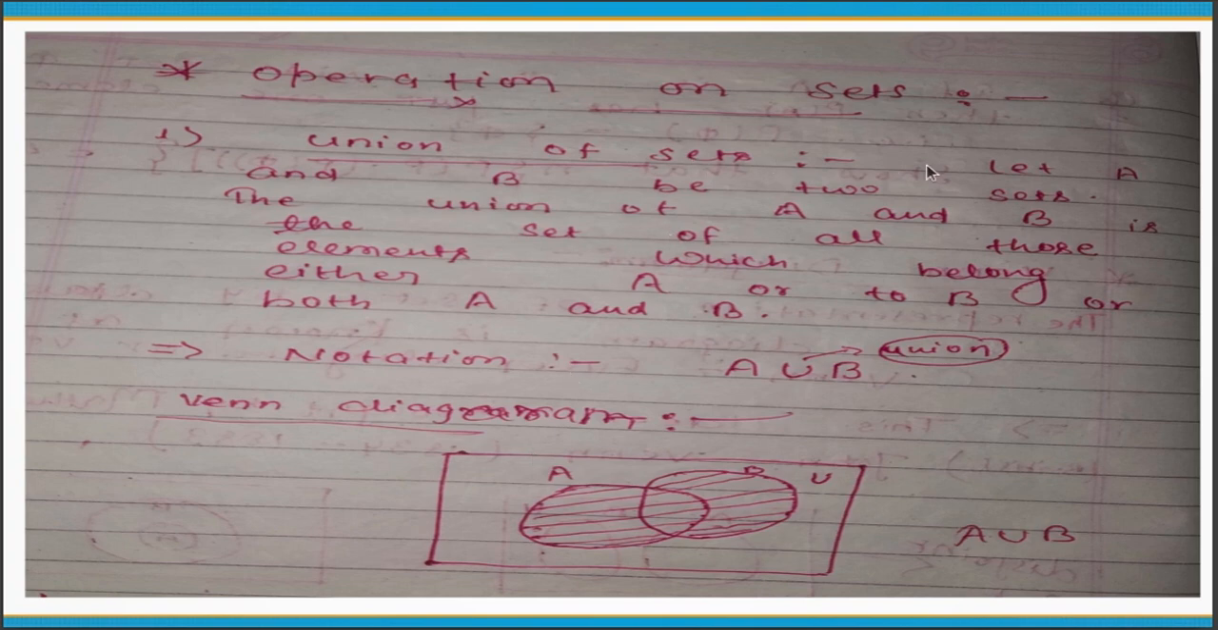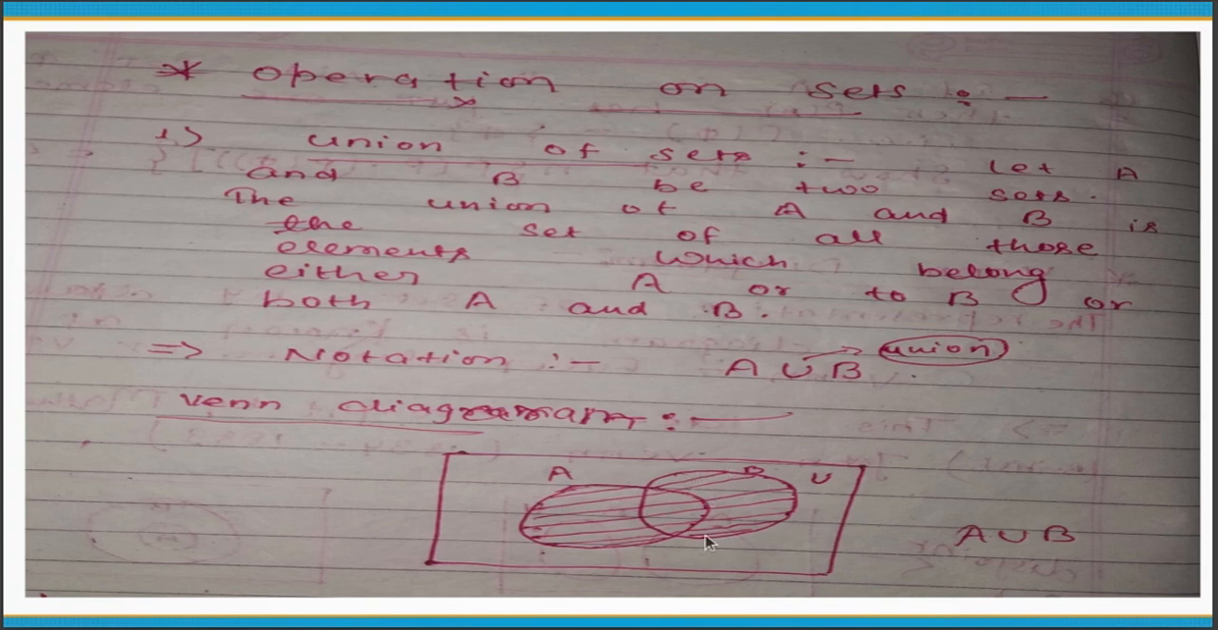Now, operations on sets. Union of sets. Let A and B be two sets, then the union of A and B is the set of all those elements which belong to either A or B. If you have 2, 3, or 4 sets, what do we mean by union? It means all come together: either in set A, B, C, D, E, and so on. A union B is the notation of union.